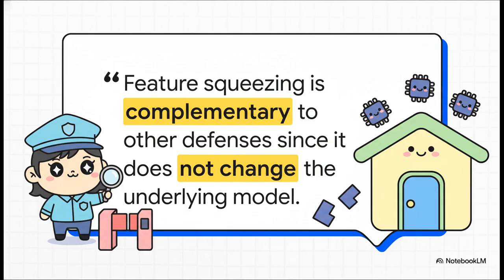And this is absolutely crucial, because feature squeezing only messes with the input and doesn't touch the AI model itself. You can just bolt it onto any existing system. You don't have to do any expensive, time-consuming retraining. It's kind of like adding a really smart security guard at the front door of your building. You make the whole place safer without having to renovate a single room inside.